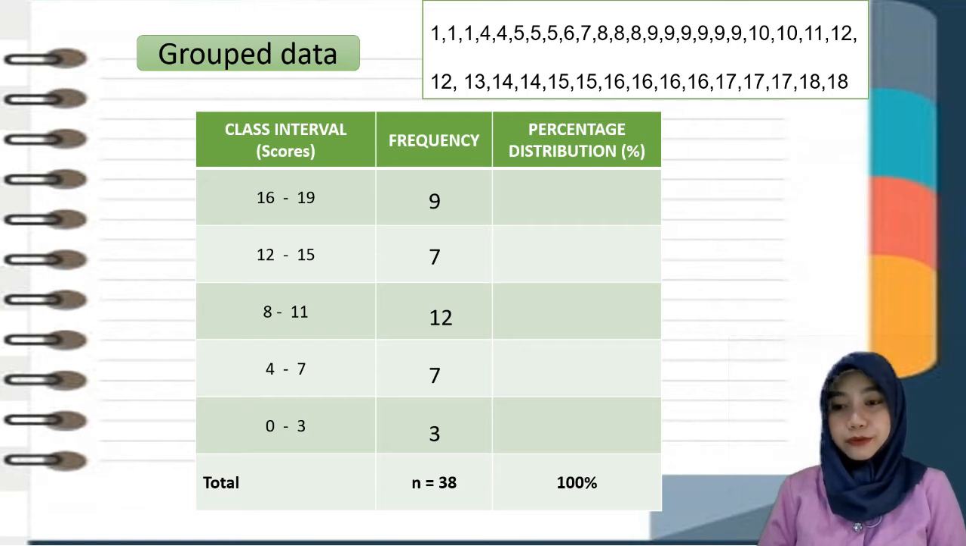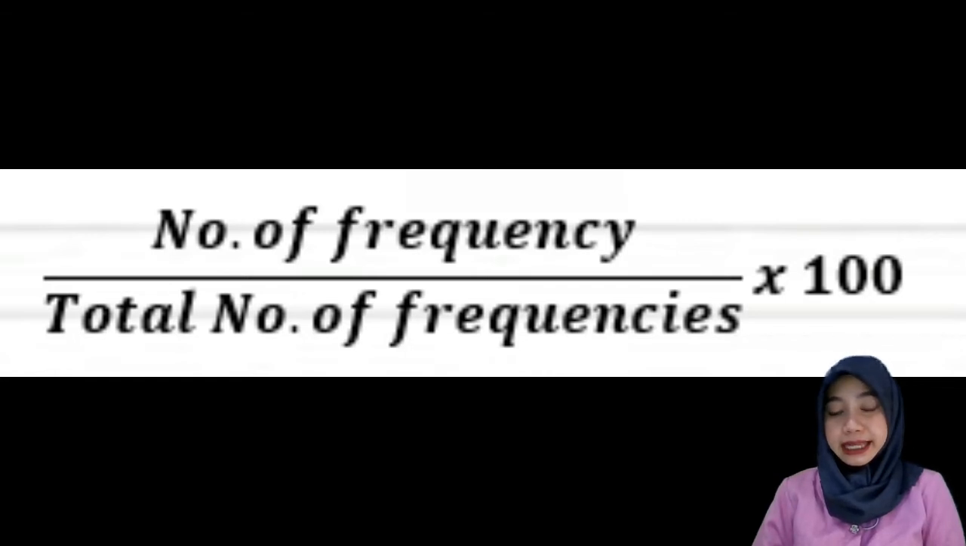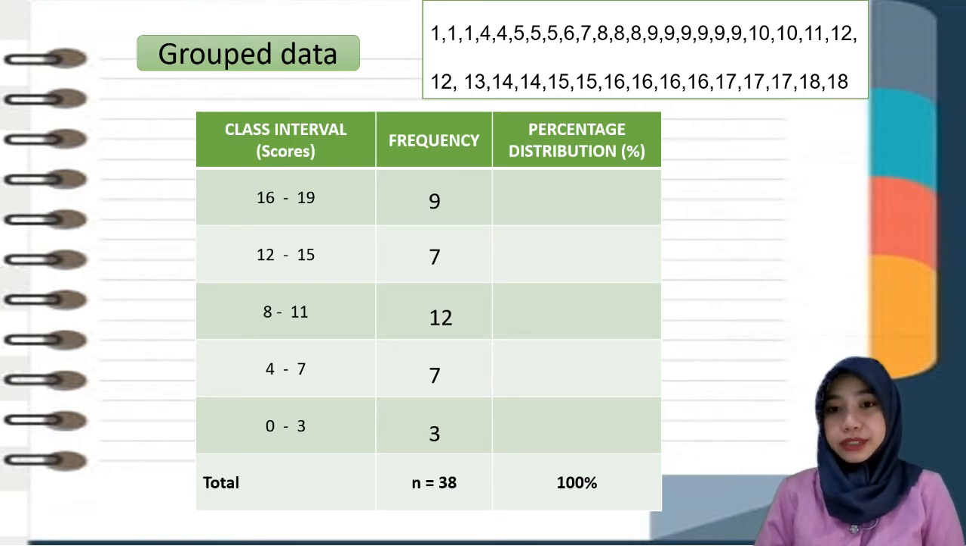After counting the frequency for each class interval, you have to add all of these to get the total number of frequency. So we have 9 plus 7 plus 12 plus 7 plus 3 is equal to 38. Our n is 38. Next, we will now proceed with the percentage distribution. Remember, in getting the percentage distribution, we will use the formula number of frequency divided by the total number of frequency, or the n, times 100. So in our first class interval, which is 16 to 19, our frequency is 9. And we will divide this by 38. 9 divided by 38 times 100.